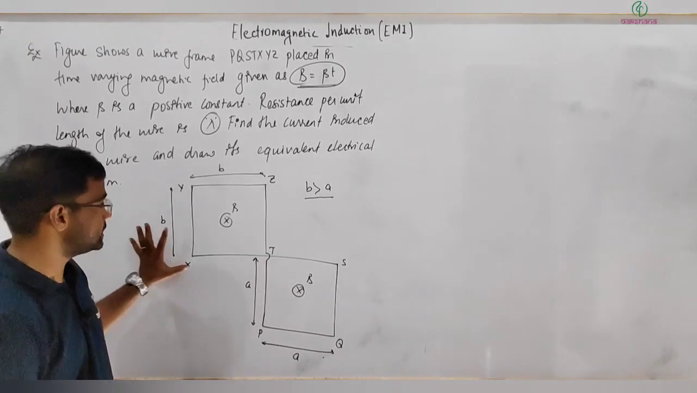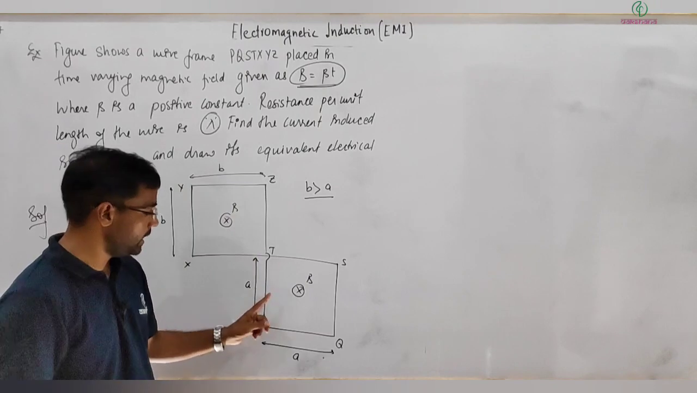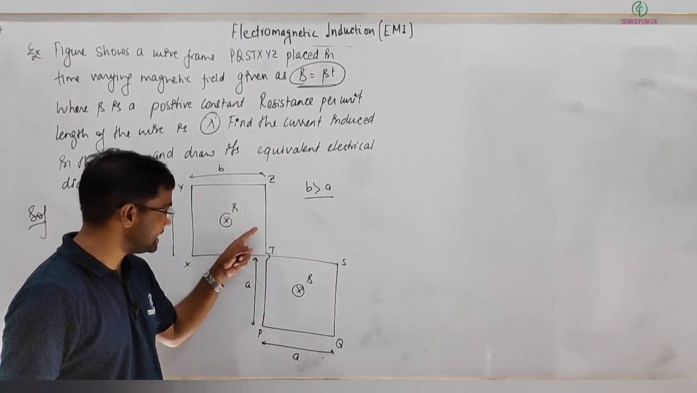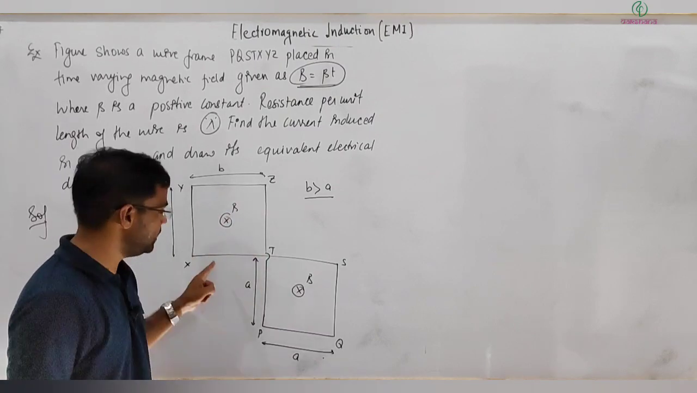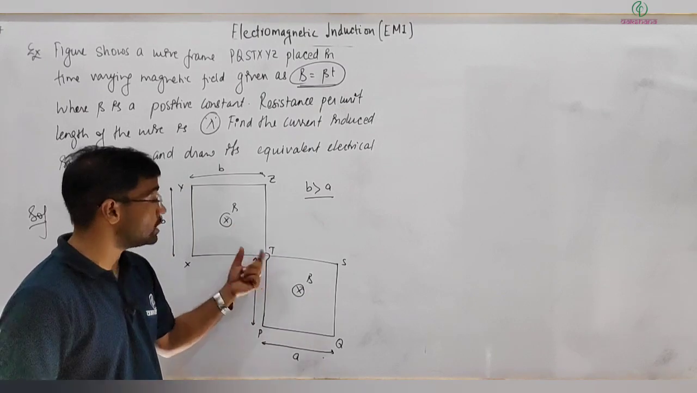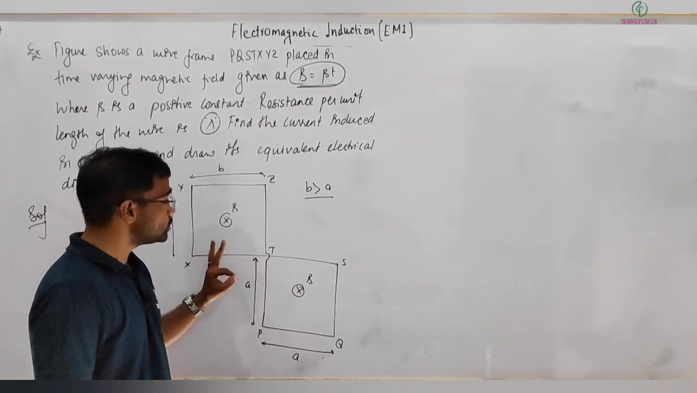So here the situation is two square frames, TXYZ and PQST, placed like this. One wire is bent in this shape, and a time varying magnetic field is present in both the cases. So now what will happen?